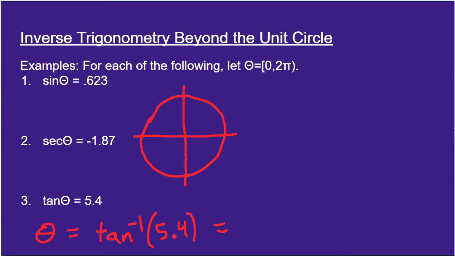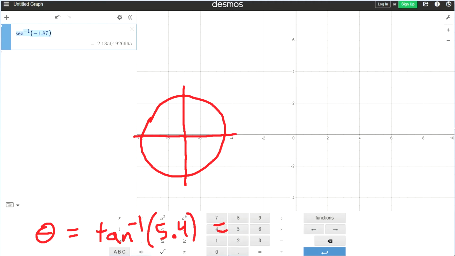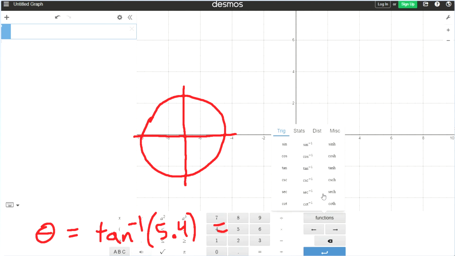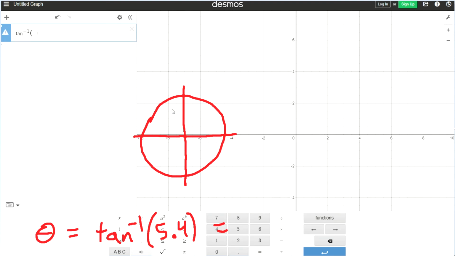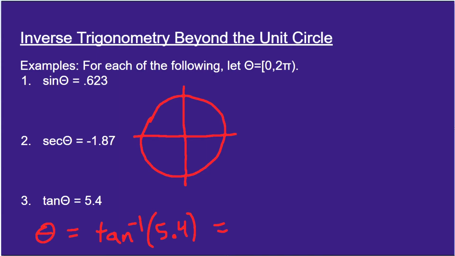And let's see what we get. Go to Desmos. I do in my functions tan inverse of 5.4, and I get 1.387. I'm going to round this up to 1.388, right? So I have that theta is 1.388. Where would that be in my unit circle?